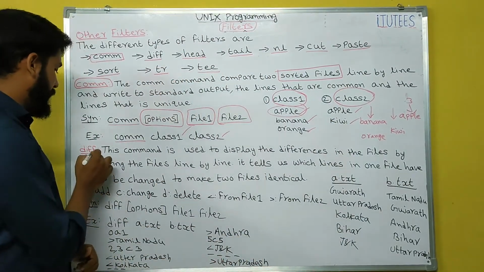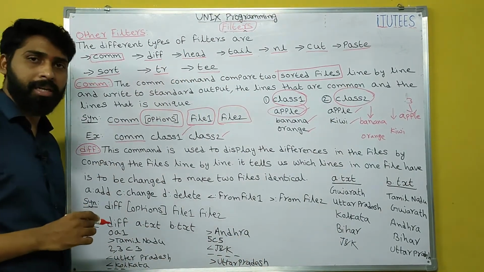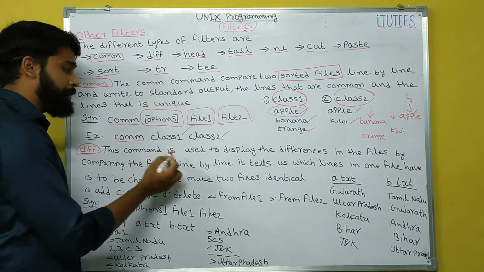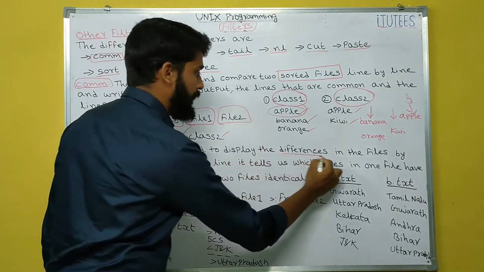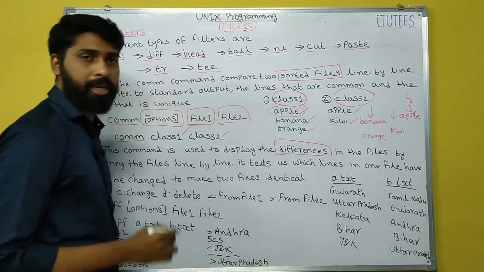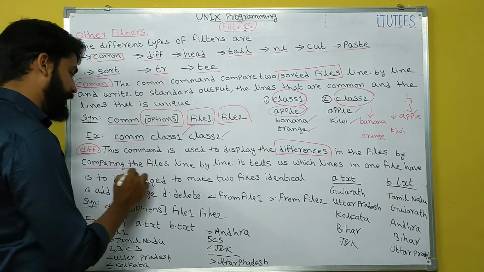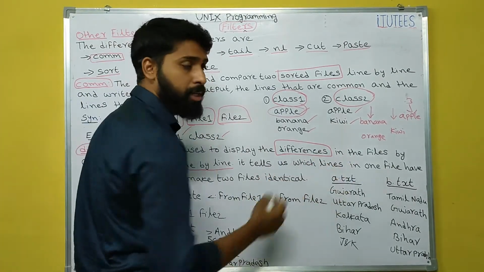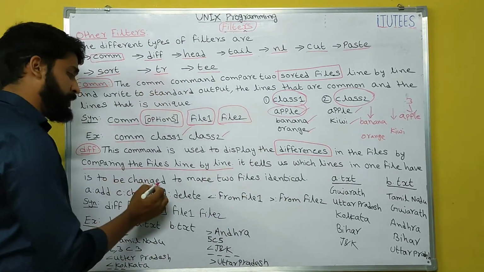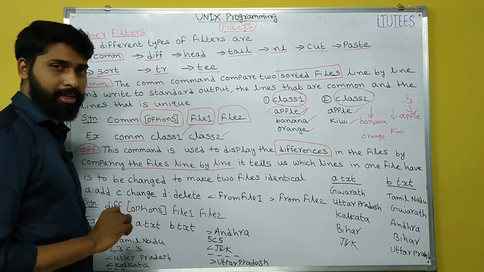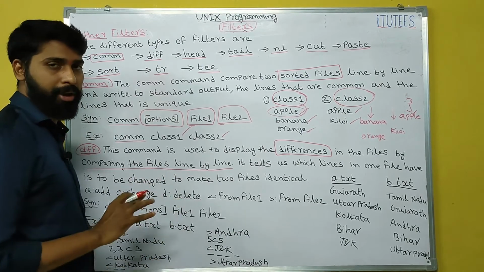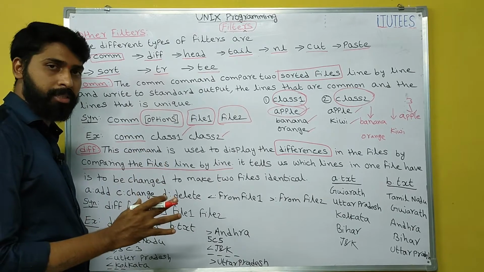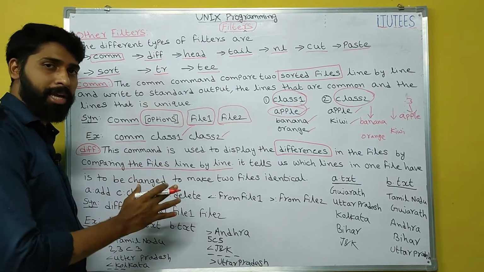So next one, the diff command. Diff means difference. This command is used to display the differences in the files by comparing them line by line. It tells us which lines in one file are to be changed to make the two files identical. Identical means the same files. So what is the purpose of the diff command? It displays the differences needed to make file 1 the same as file 2.